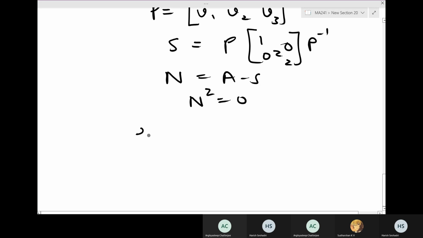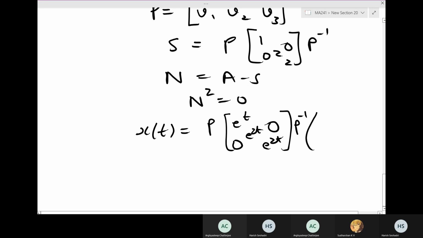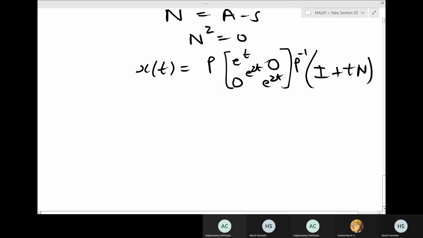So X of t is going to be P times the diagonal matrix with exponential of t, exponential of 2t, exponential of 2t, then P inverse, and then I plus tN. So the only significance of this example is that we actually had to find generalized eigenvectors.